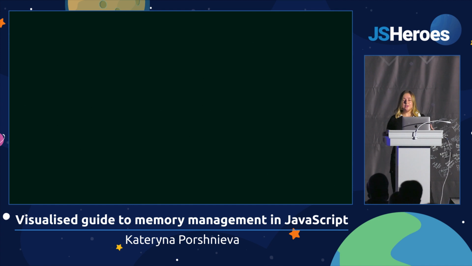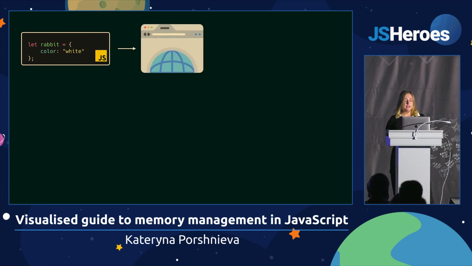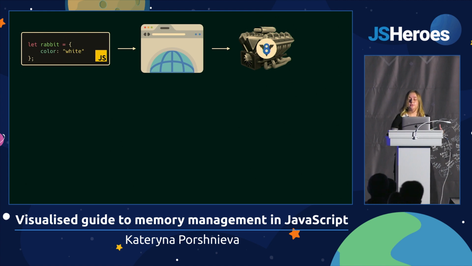But before that, let's do a little bit of a recap. So the code we write in JavaScript is essentially just a long piece of text. By itself, it doesn't do anything. It needs to be executed inside a runtime environment, such as a browser or Node.js. And within that runtime environment, there's a JavaScript engine like V8 that turns your code into machine code that can be executed by the CPU.